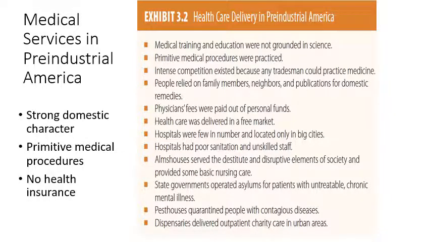Medical services in pre-industrial America. This is going to be interesting. Strange domestic character. Primitive medical procedures. Ooh. No health insurance. So when you go into your book, Exhibit 3.2, Healthcare Delivery in Pre-Industrial America, you want to look through this.